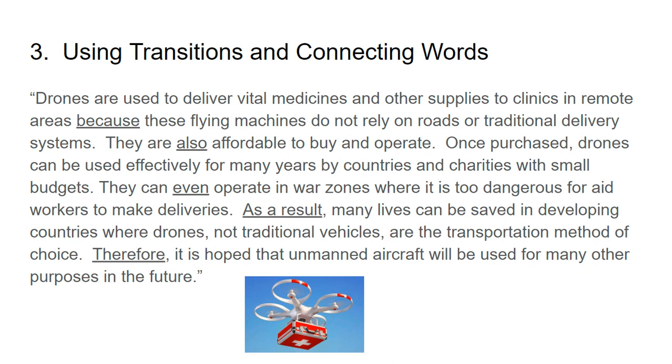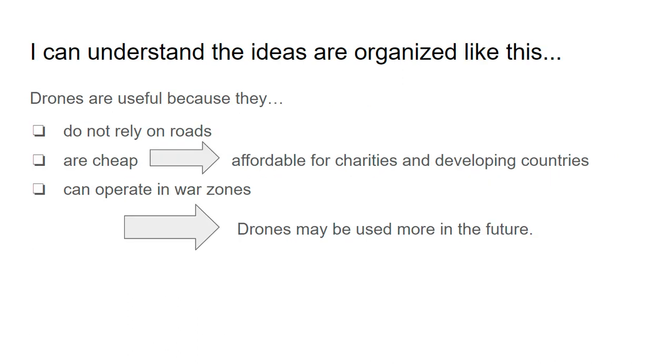So as you're reading, you want to be stopping and looking at those words. Those words should jump out at you on the page. And we should start to begin to think as we read, what are the relationships between these ideas? So this helps me to understand. I can understand the ideas are organized like this.